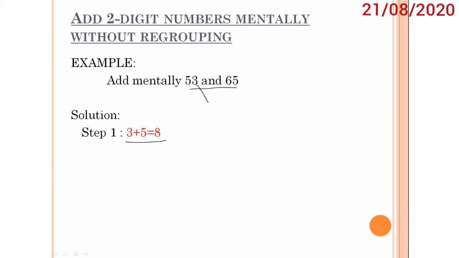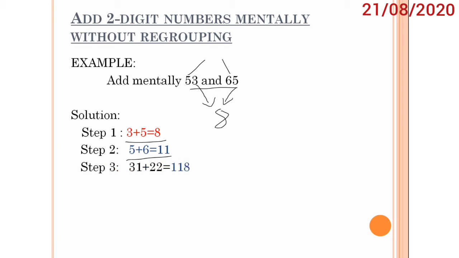The digits in the ones place are what? 3 and 5, and when we add these two digits we get 8. Okay, next step 2. Step 2, we have to add the digits in the tens place of the two numbers mentally. And what are the numbers? 5 and 6. Okay, now dear children, please remember that the digits in the tens place of the two numbers are 5 and 6. Keep 6 in your mind. Count 5 forward as 7, 8, 9, 10 and 11. Okay, so we get 5 plus 6 is equal to 11.